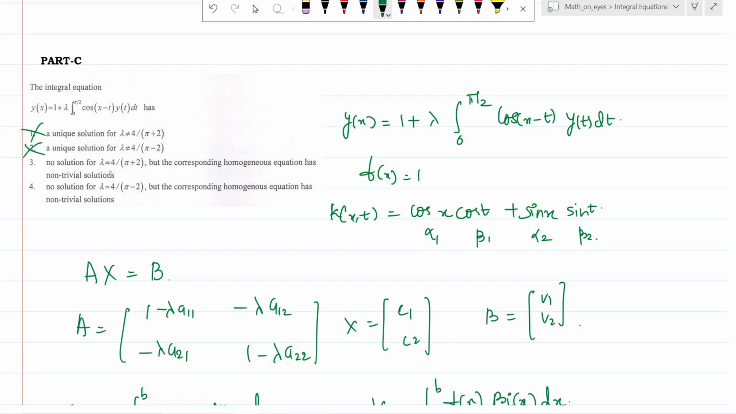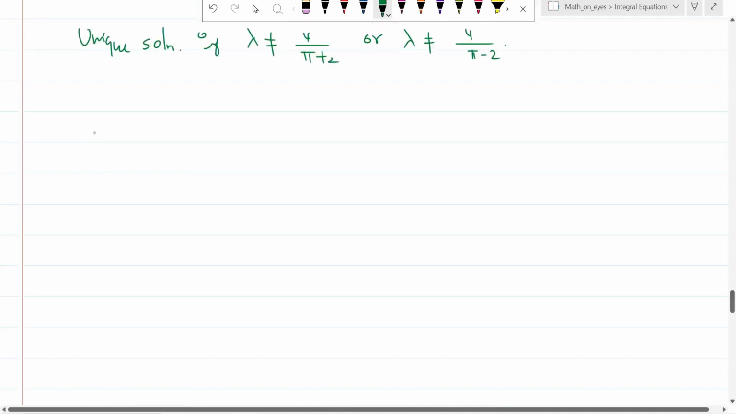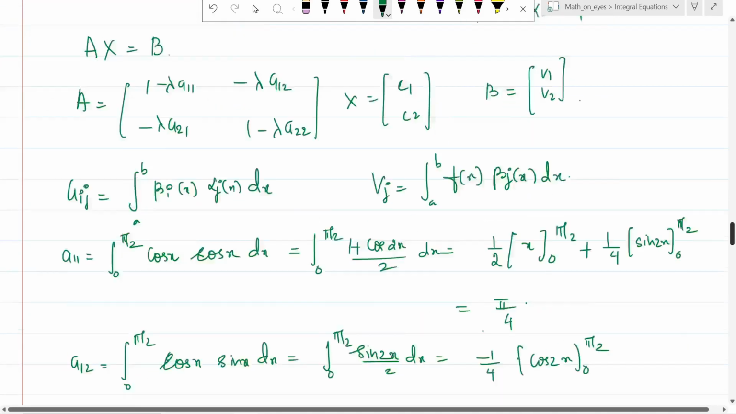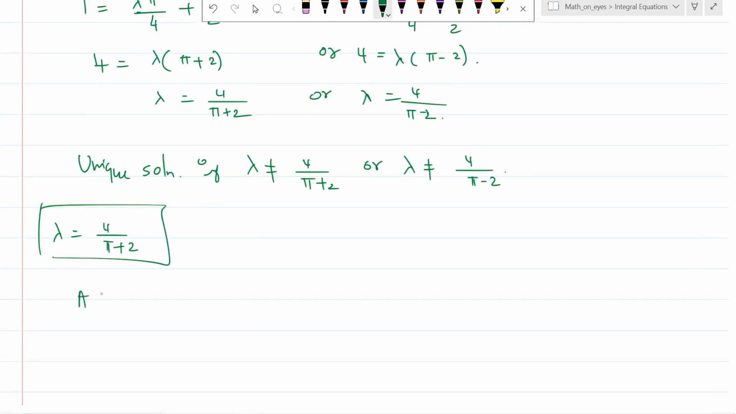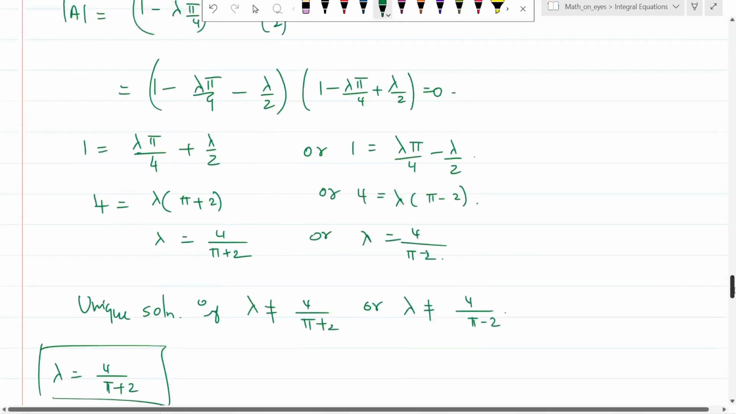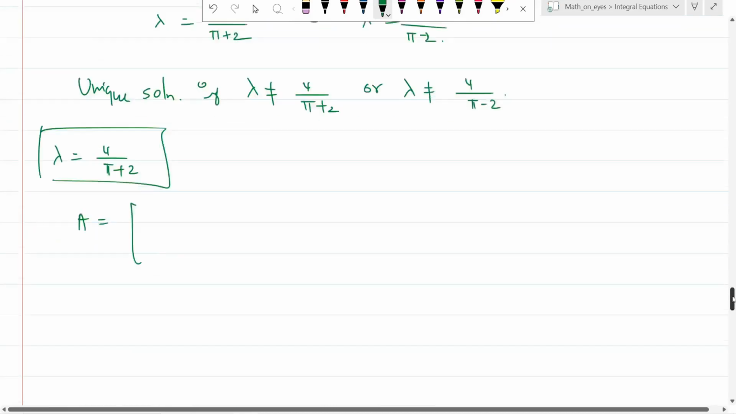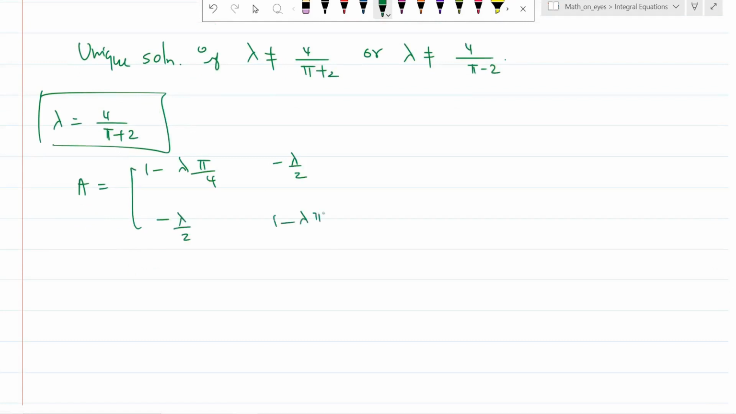So we find no solution for lambda is equal to 4 divided by (pi plus 2). So we find this no solution or not. What is the value of lambda? Lambda is equal to 4 divided by (pi plus 2). In that case, are we getting no solution or not? So what is the matrix A? A is equal to [1 minus lambda pi by 4, minus lambda by 2; minus lambda by 2, 1 minus lambda pi by 4].